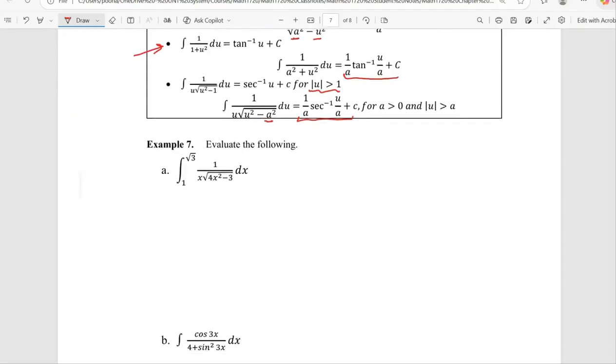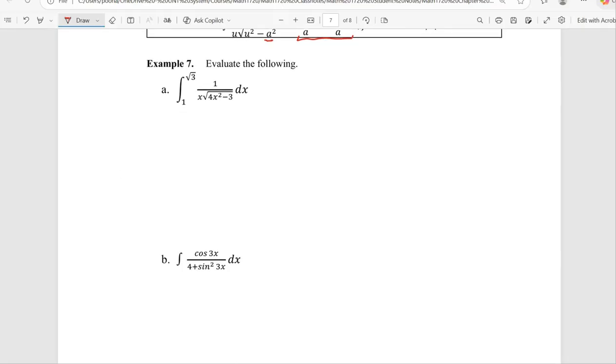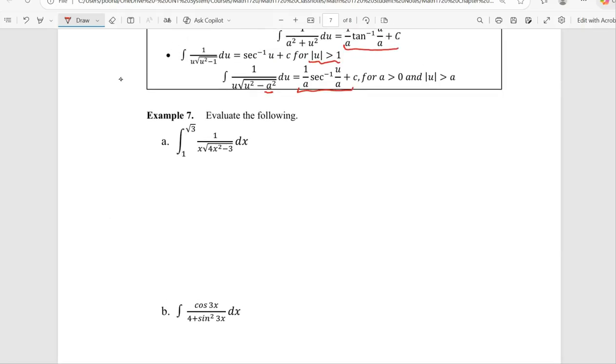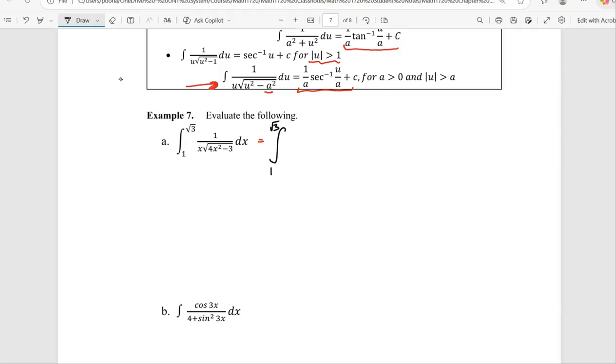You have to practice more, looking at the formulas and how to use them to actually practice the question. So let's try to work this one here. I'm going to show you this question. This question looks similar to this integral, right? But in place of u, we have 2x, so the 4x squared can be written as (2x) whole square minus 3. And in place of a square, we have 3. So a would be root 3.